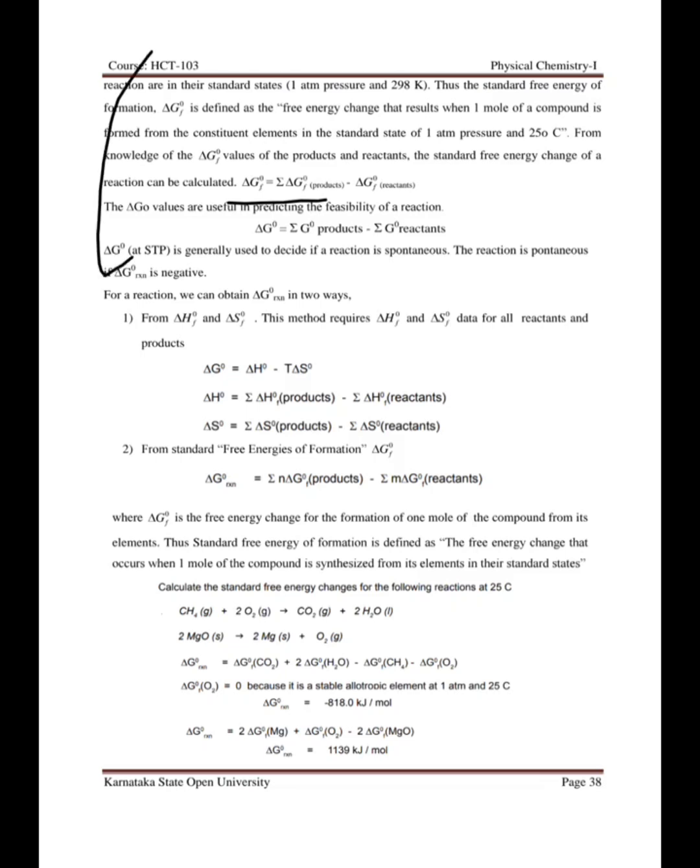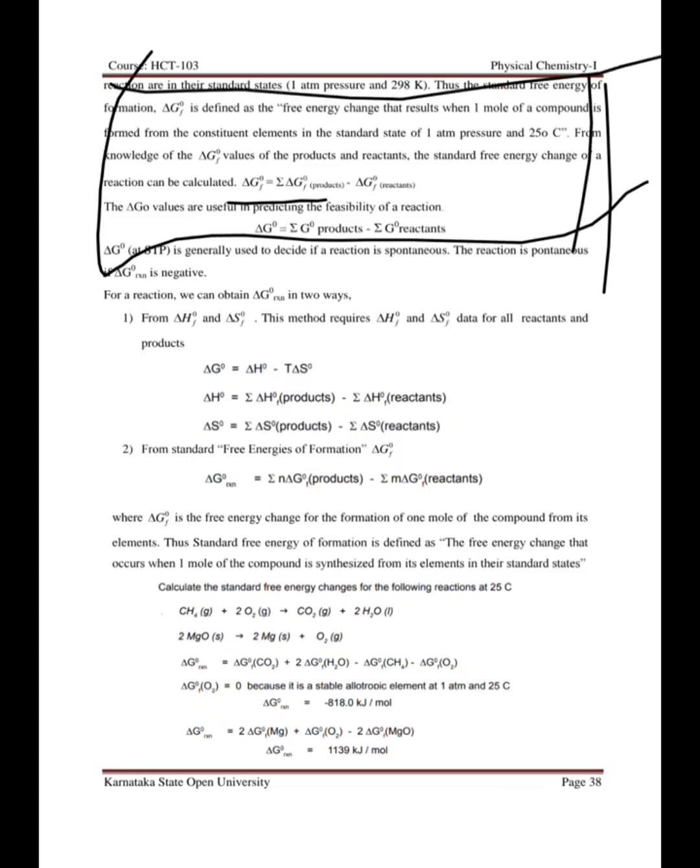So here we have taken one example by taking 1 mole of the compound and kept it at 1 atmospheric pressure and 25 degrees Celsius, room temperature. That is denoted by delta G naught. We are going to calculate it the same as before: product minus reactant, and you will get the free energy liberated. Here the example is given.